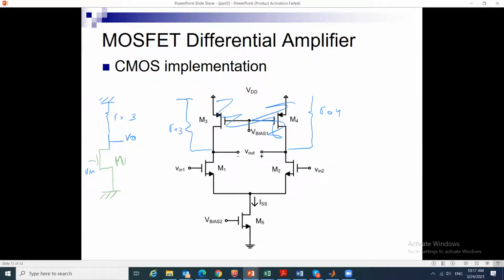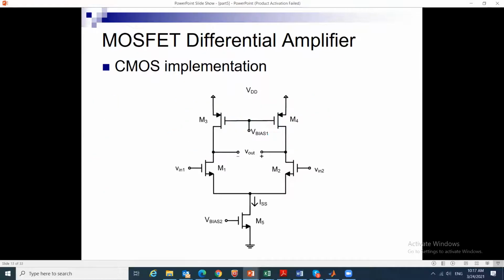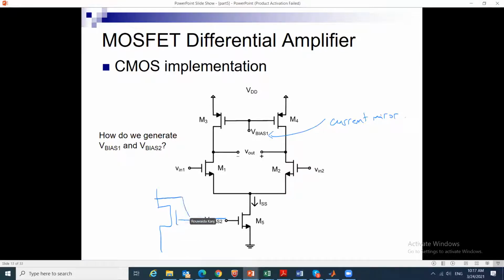Okay, and really, where do I get this? How do I build the bias? From a current mirror. This is coming from a current mirror. Right, and the current mirror is sending the V bias. And the same here, a current mirror may be generating this in this form for the current source below.